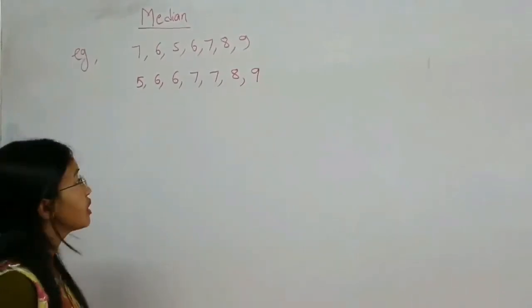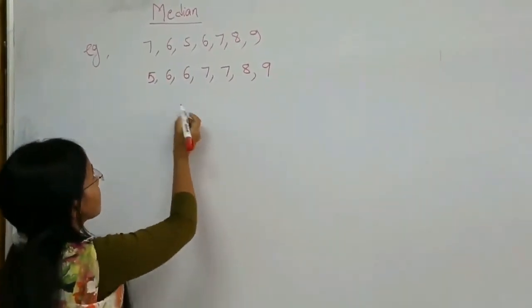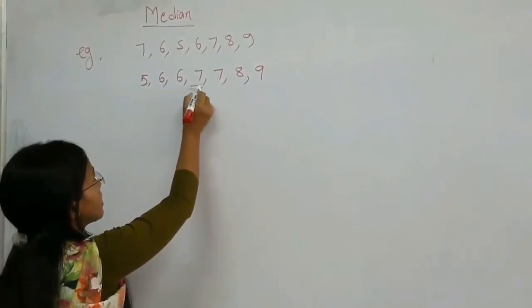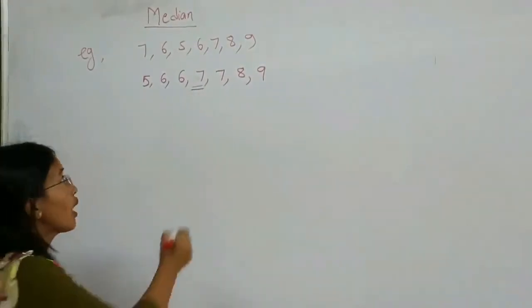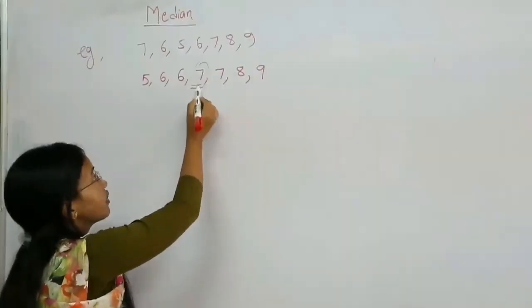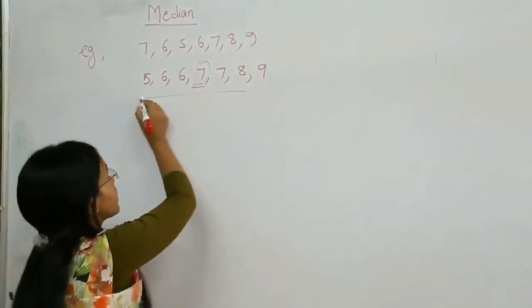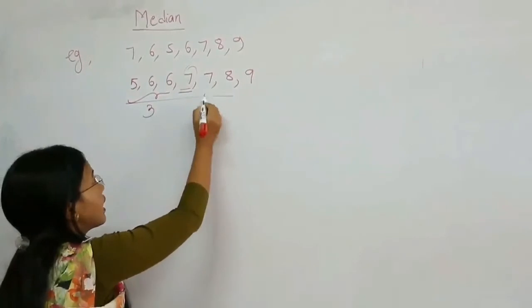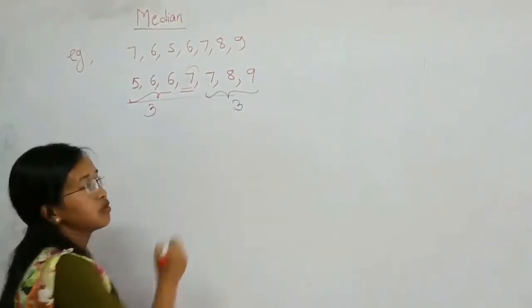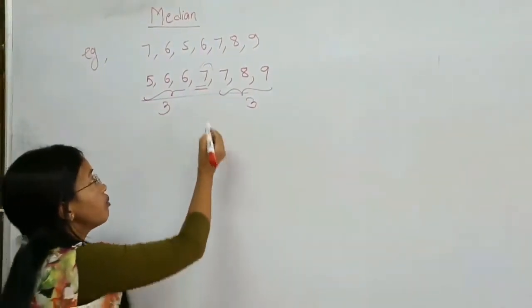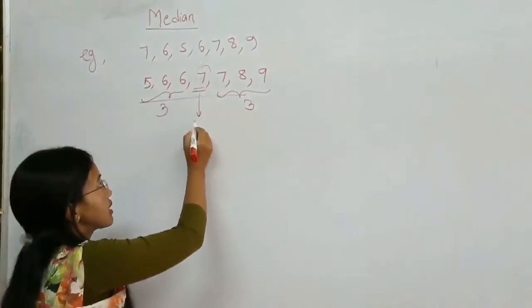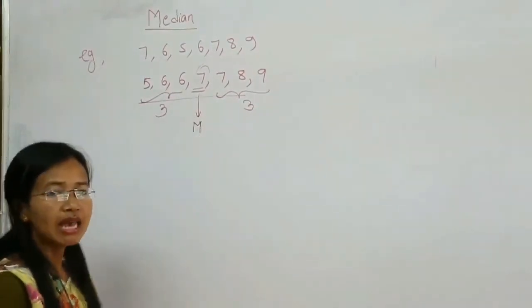So here what will be the middle value? We can see the middle value is 7. Why is it 7? Because 7 divides the whole data into two equal halves. The first part has three data and the last part also has three data. So our median here will be 7. We denote median by M.